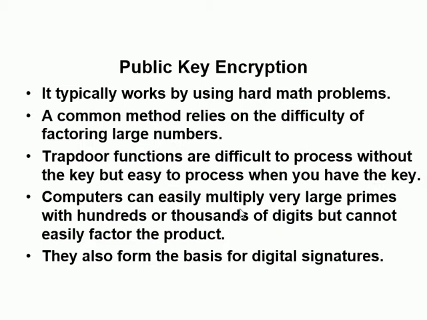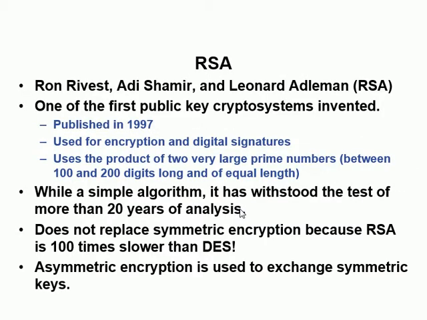They also form the basis of digital signatures, which we talk about later on. RSA, which is named after the three people whose names you see up here, was one of the first public key crypto systems invented. Even though the concept has been around since 1975, 1997 is when we first get the first real public key crypto system.